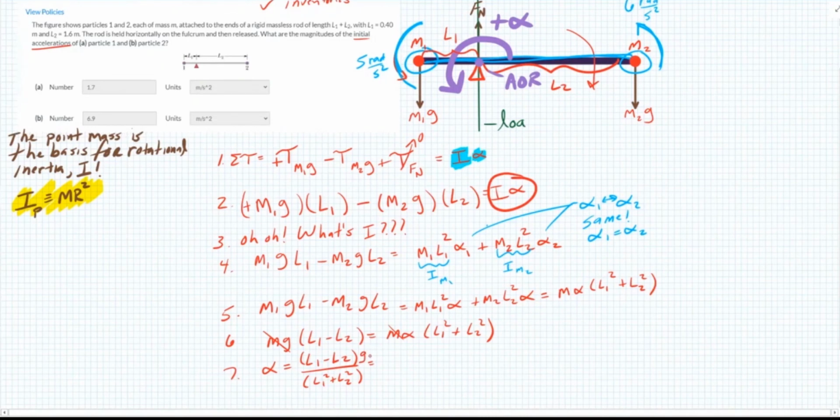Okay. So let's see. L1 is 0.4 minus L2, 1.6 times 9.8 divided by L1 squared, 0.4 squared plus L2 squared. All right, I'm getting negative 4.3 and some change. Negative 4.32 radians per second squared. I'm putting that in memory location A.